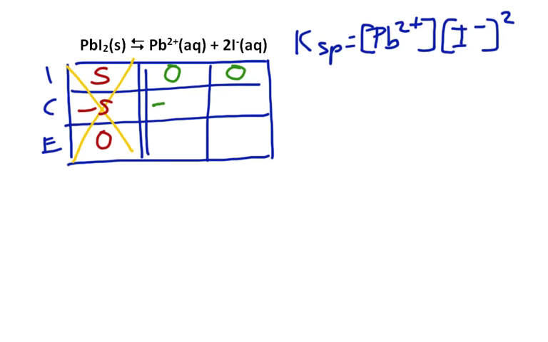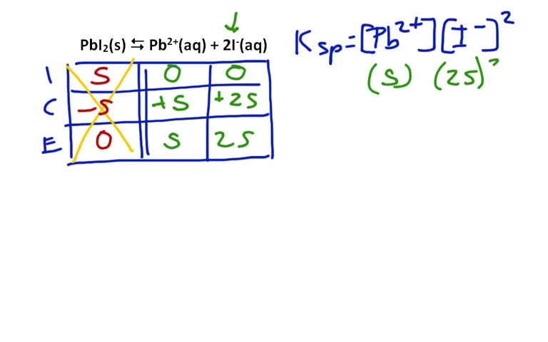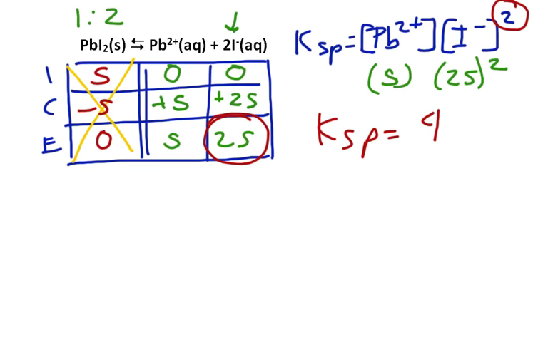So again, this is going to be plus S. But what's different here is since I have 2I⁻, when I get to this box, it's going to be plus 2S. And that shouldn't be a big surprise. So at equilibrium, this would be S, and this would be 2S. And when I put it into my expression, this is S, and this is 2S squared. So the fact that lead iodide is a 1:2 compound actually has a double effect. It gets doubled here, and it gets squared when I put it into my expression. So it gets doubled and squared. So when I'm done, I can see that my Ksp is going to equal 4, because 2 squared is 4, S cubed.